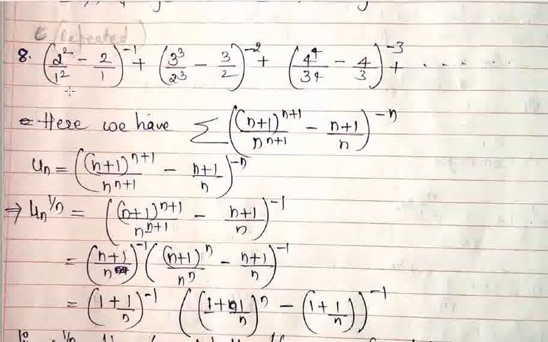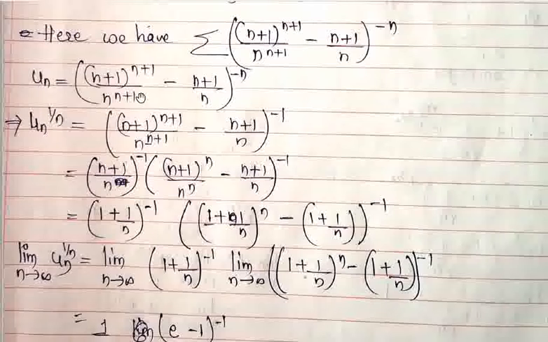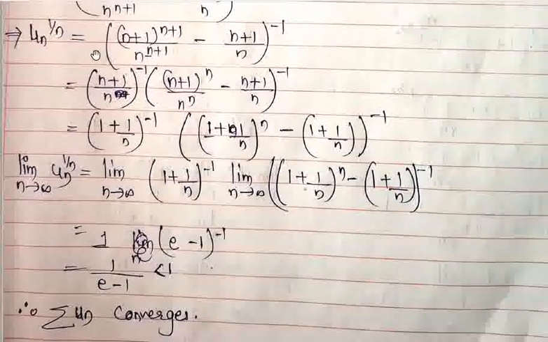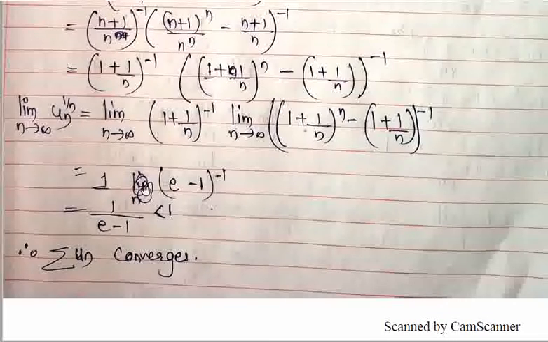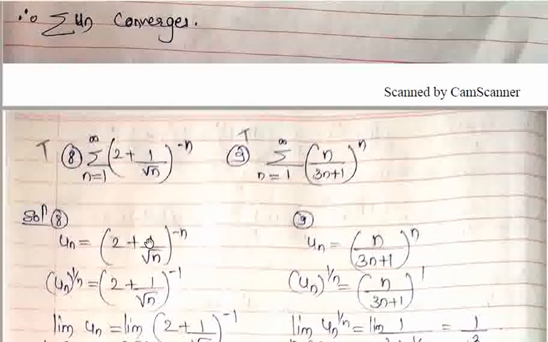So this is going to be 2 squared divided by 1 squared. So that's going to be n plus 1 divided by n, to the power of n plus 1, minus that. So this is the un function here, un to the 1 by n, which is minus 1, taking out a common factor of n, dividing by n, and evaluating this as e. You have this as well. You're going to get this, 1 divided by e minus 1, which is less than 1. So sum of un converges.